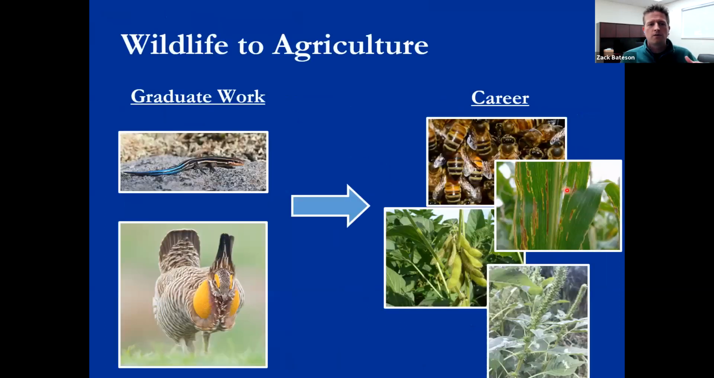So from these two stories I just talked about, the graduate work in skinks and birds, these genetic tools that I learned throughout this graduate program, I was able to shift into my career, because my career now is in livestock, honeybees, and plant genetics, mostly in pathogens within this group of organisms.